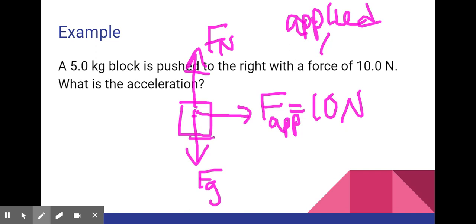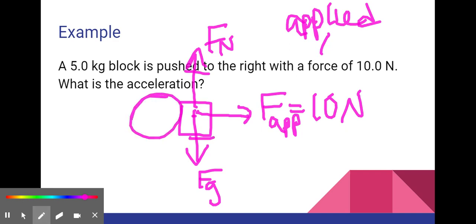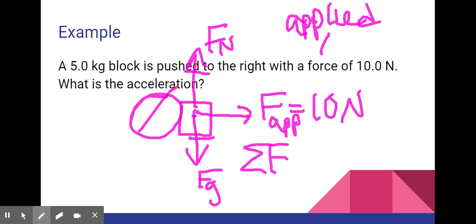So we need to find the acceleration. We have balanced forces in the y direction. Y is balanced, so we do not need to worry about normal, and we do not need to worry about gravity. So we're just going to ignore those. What we do need to worry about, though, is this applied force. We don't have any forces in the other direction. There's nothing there. So we do have an unbalanced force here. Since there's only one force here, the sum of our forces, or F net, is just equal to our applied force, which is 10 newtons.